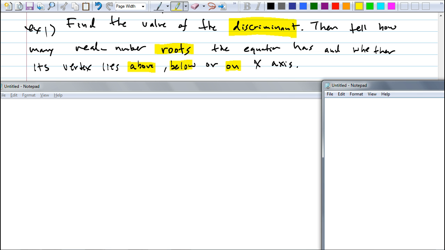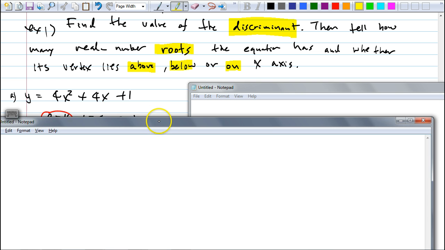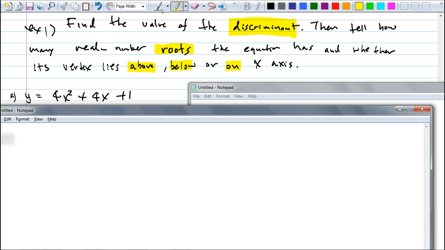All right. So let's do the first example. We have y equals 4x squared plus 4x plus 1. Do we have to graph this like last time, where we have 5 points and find the vertex and all that? No, that's not what they're asking. All they want is how many solutions it has, and whether or not the vertex is above or below the x-axis or on the x-axis. All right, so what do we do first? Step 1, find the what?